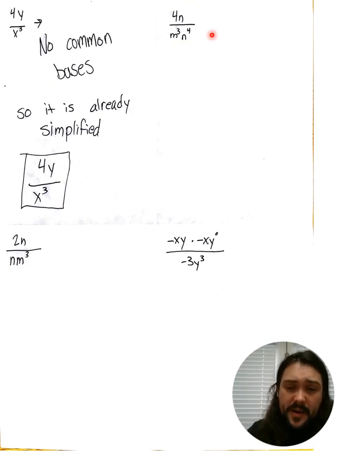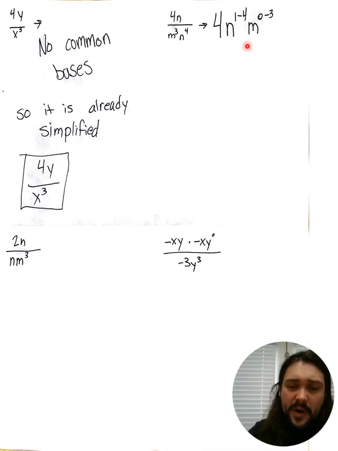All right. 4n divided by m cubed, m to the third power, n to the fourth. Okay, this one maybe is a little bit more tricky. Here we go. Let's take the coefficient in the numerator and write that down. So we have our 4. Then I have n's. I have 1 n on the top and 4 n's on the bottom. So it's going to be 1 minus 4.